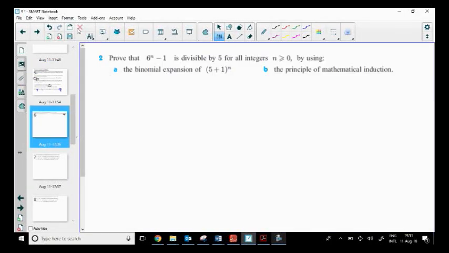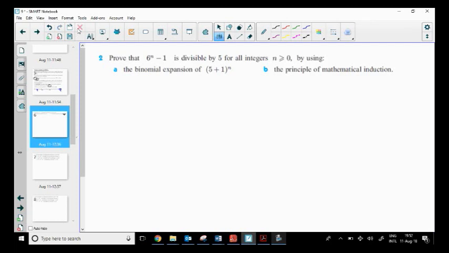Okay, so here's one problem from the book where we're going to prove this particular statement. We're going to prove that 6 to the n minus 1 is always going to be divisible by 5 for every integer greater than or equal to 0. And we're actually going to do this in 2 ways, because why not? Let's review binomial expansion first, and then we'll do induction afterwards.